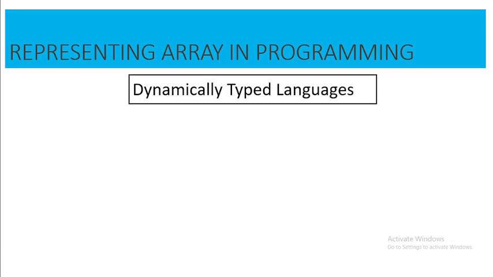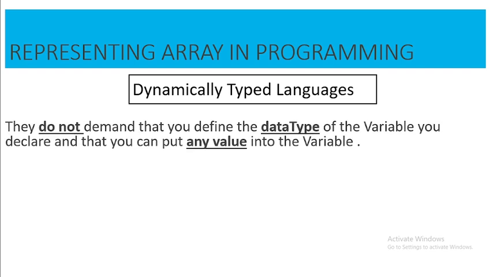Dynamically typed languages do not demand that you define the data type of the variable you declare, so you can put any value into that variable. They do not require you to specify the kind of data the variable will hold. Example: JavaScript.